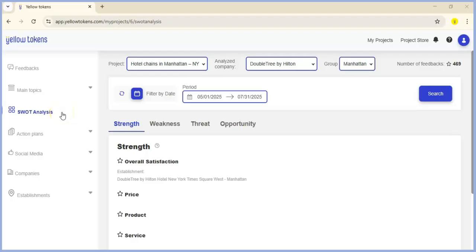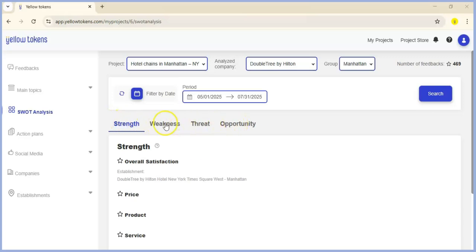This is the Customer Satisfaction SWOT Analysis. Here, you'll see a strategic summary of how your company is perceived by customers and how it compares to competitors. The analysis is divided into 4 main pillars: strength, weakness, threat, and opportunity.